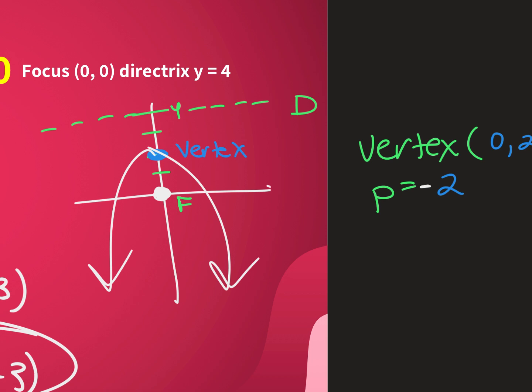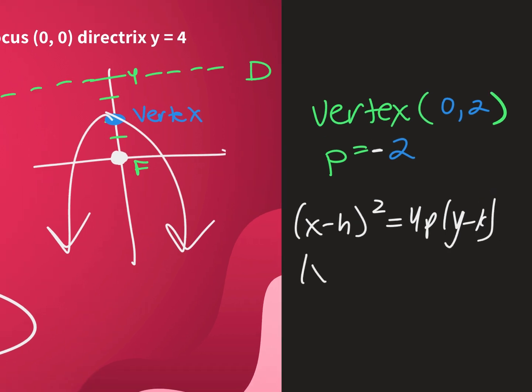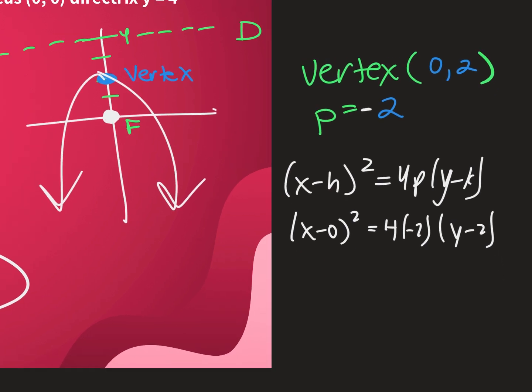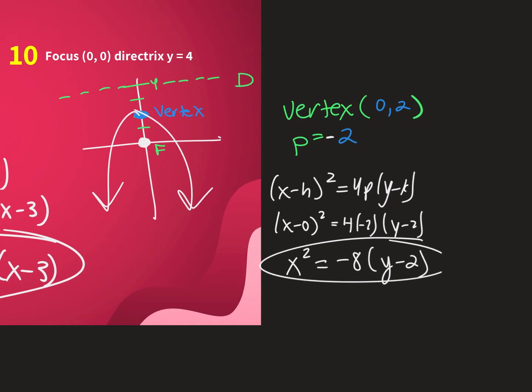So what kind of a parabola is this? X squared or y squared? It's an x squared. So x minus h squared equals 4p times y minus k. So x minus 0 squared equals 4 times negative 2 times y minus 2, right? Could you leave x minus 0? Absolutely. If you want to write it as x squared, that's fine too. It doesn't matter. So then I have negative 8 times y minus 2. And that, ladies and gents, is it for parabolas.